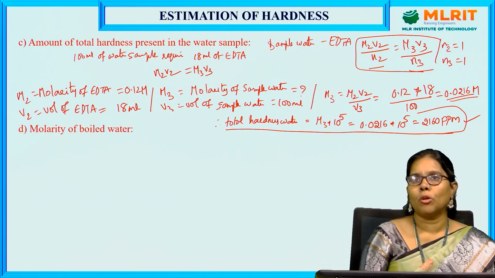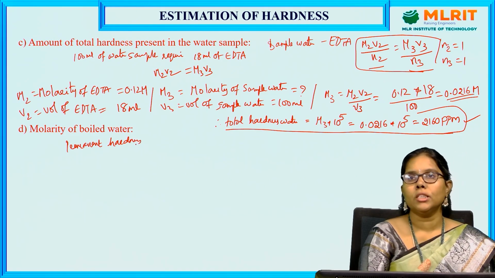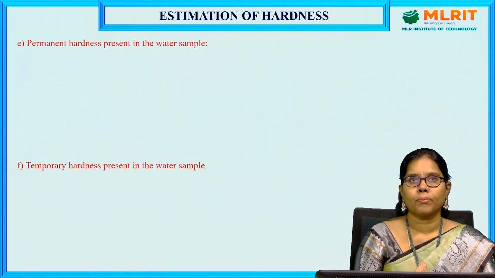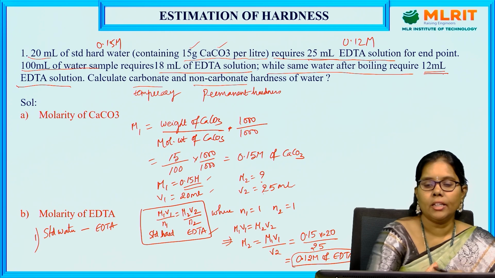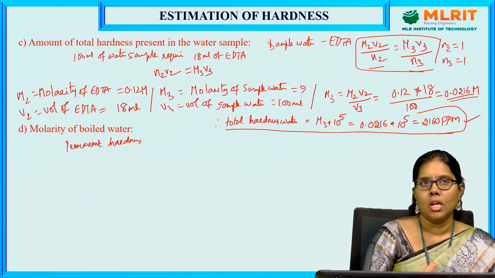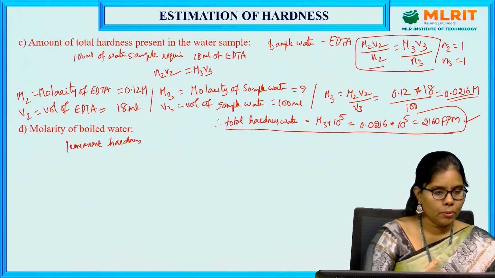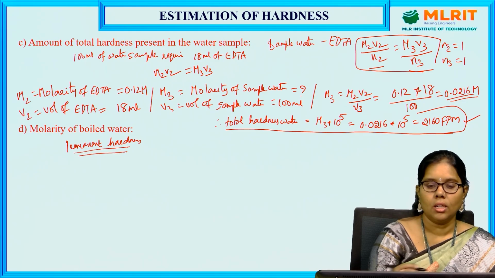Next, molarity of boiled water. With this, we are going to determine the permanent hardness. By boiling the water, the temporary hardness is removed. For that, 12 ml of EDTA is consumed for 100 ml of the boiled water. So, permanent hardness is nothing but the reaction between the boiled water and EDTA.